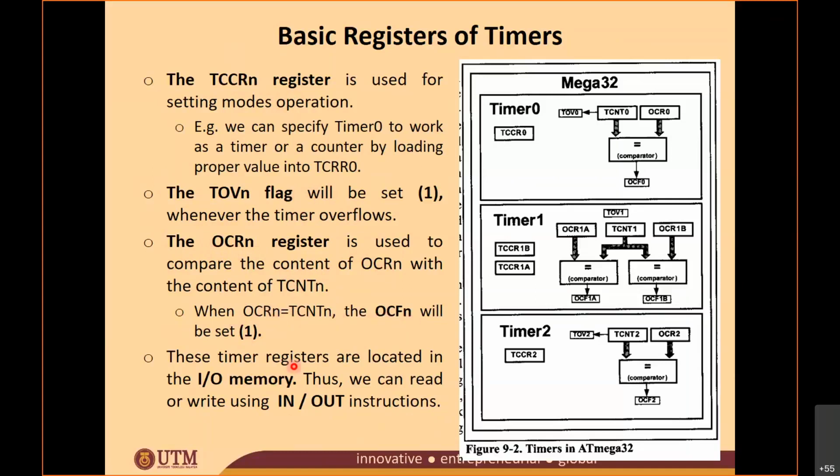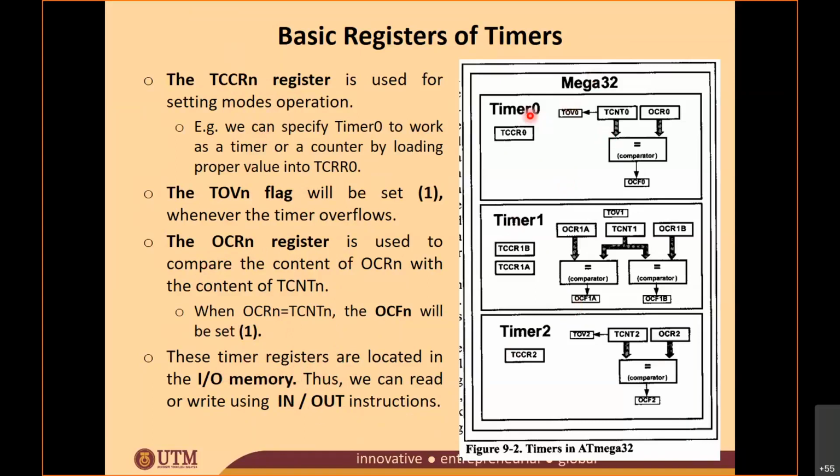These timer registers are actually located inside your I/O memory, so you can read or write them by using the in and out instructions. If you're going to use assembly language, we can use in and out to read and write these registers. So this is your timer in the ATmega32.